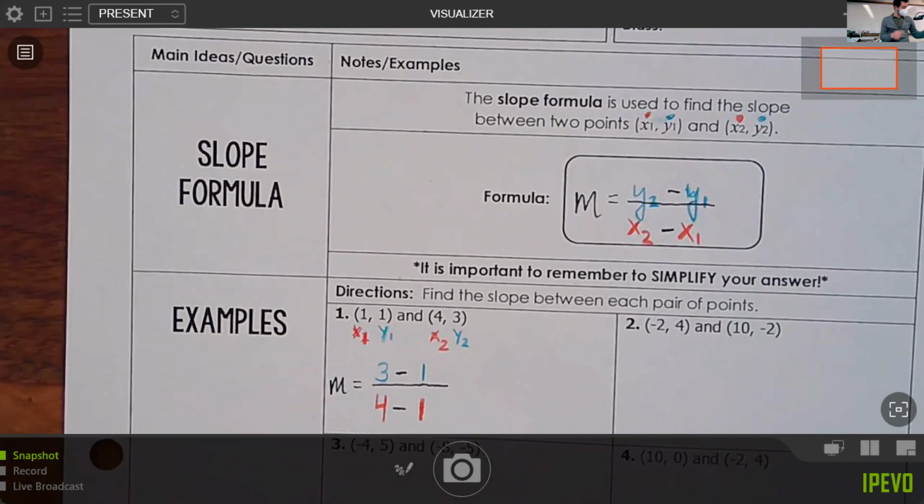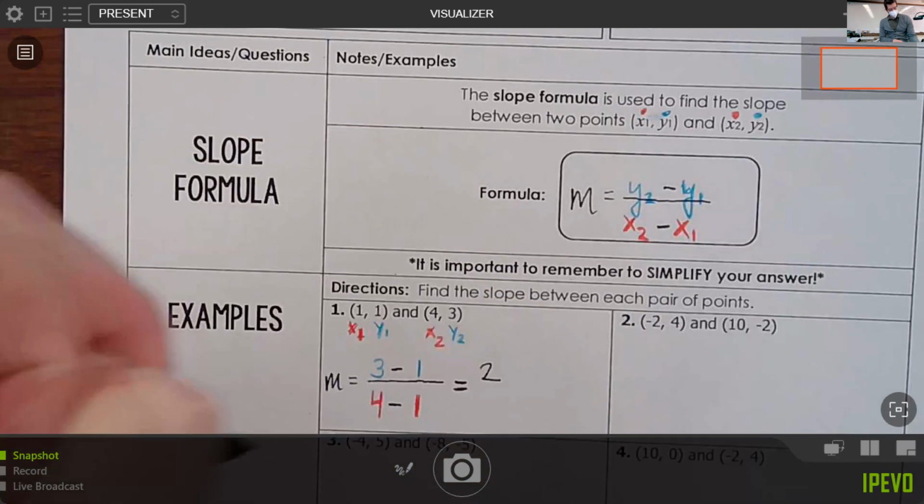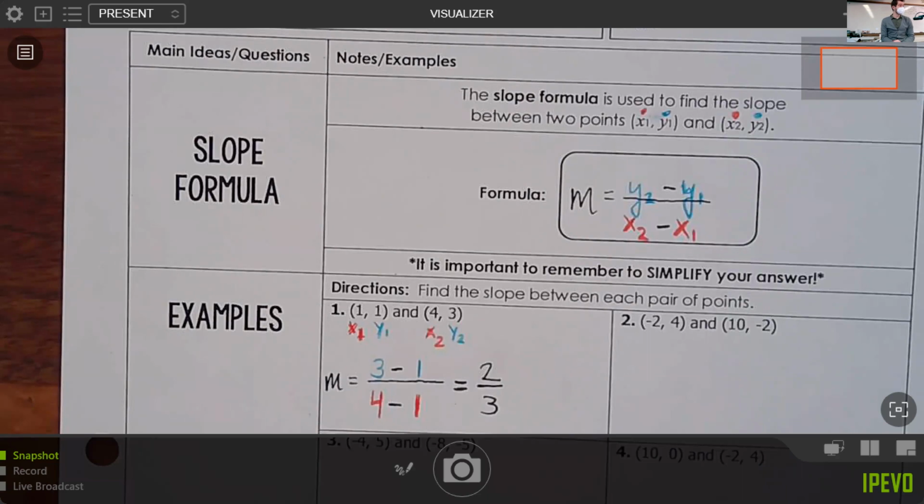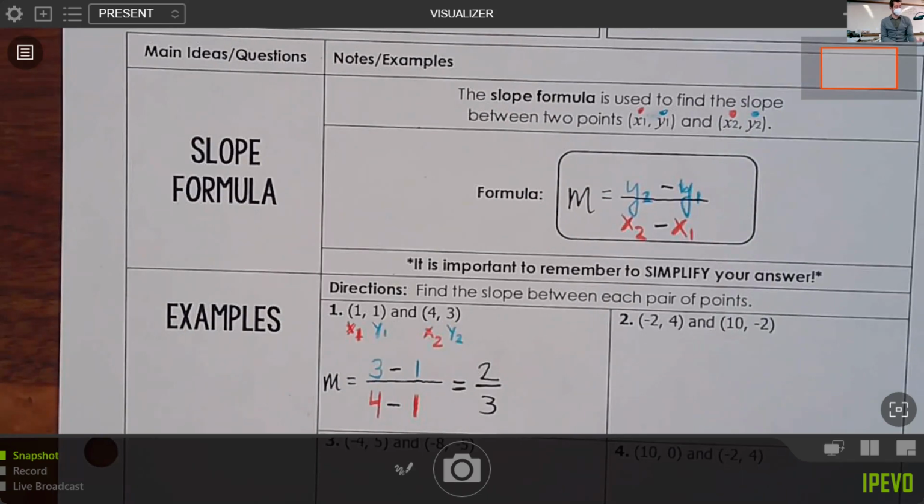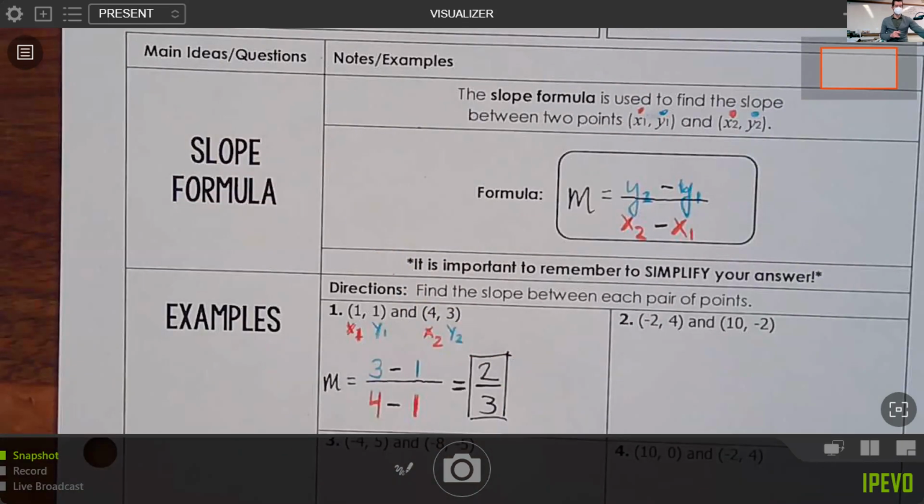The subtraction on this one is pretty straightforward. 3 minus 1, we know that's equal to 2. And then 4 minus 1 is equal to 3. And that's our answer. The slope is 2/3. So we have a rise of 2 and a run of 3, and we were able to figure that out without needing a graph. So slope of 2/3.